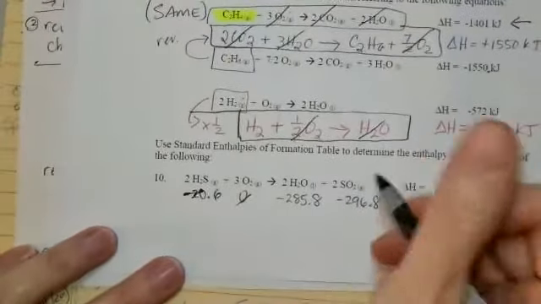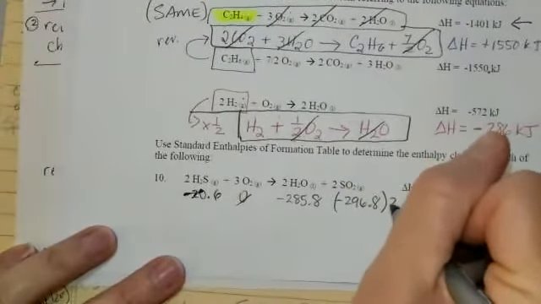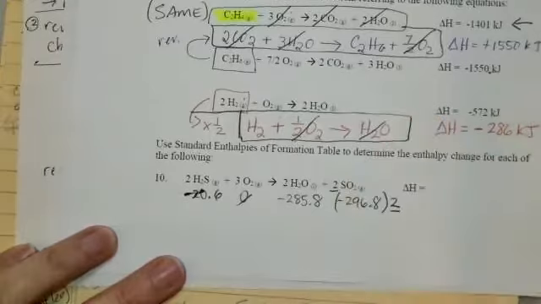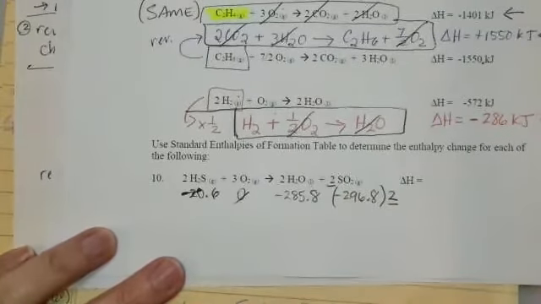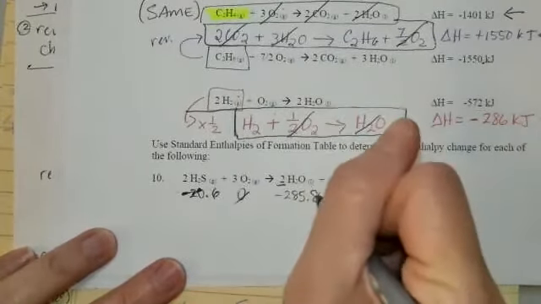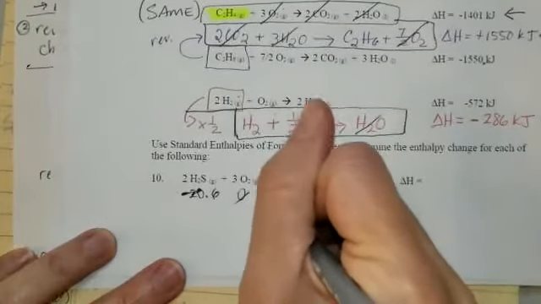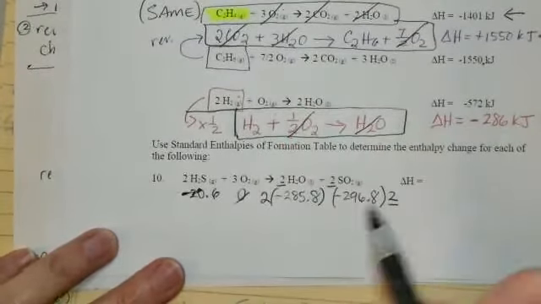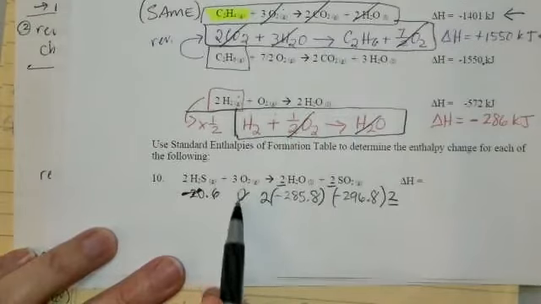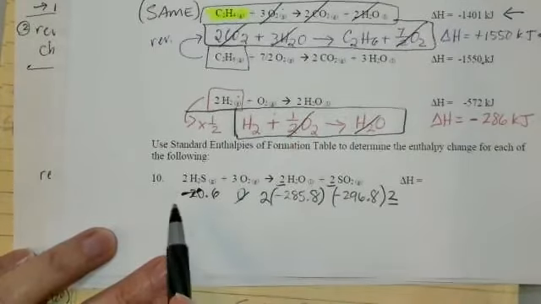So the problem here, though, well, it's not a problem, but I've got 2 moles of SO2. So I've got to multiply the negative 296.8 times 2. I also have 2 waters, so that negative 285.8 needs to be multiplied by 2. The oxygen isn't going to matter because it's a 0, so multiplying 0 by 3 won't make a difference.